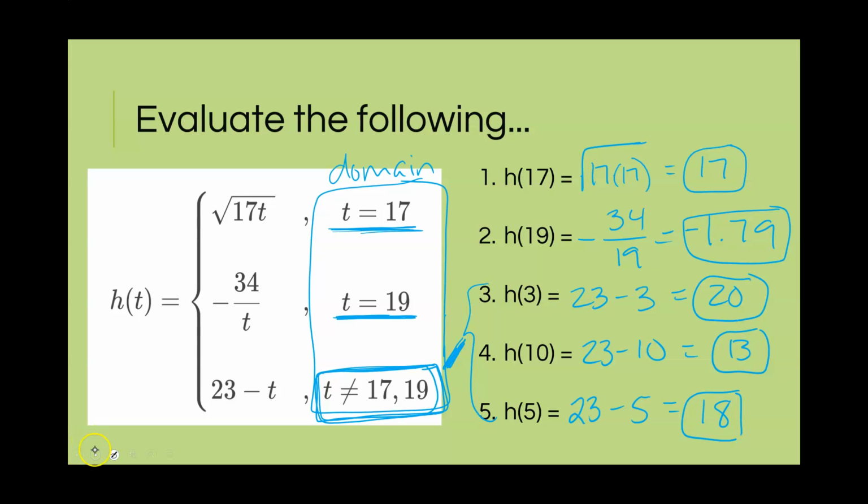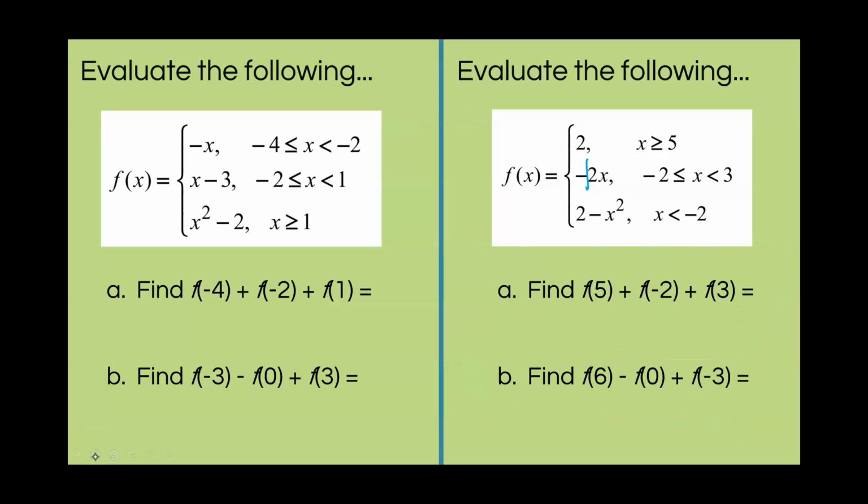Okay? So now we're going to do some piecewise with operations. It's the same thing we just did, except now we're going to be adding and subtracting our answers. Okay, and you're going to see these on the DCA, you're going to see these on the EOC. All right, so we're going to work over here on this one, on the left-hand side. So I want to find each one of these and then add the answers together.